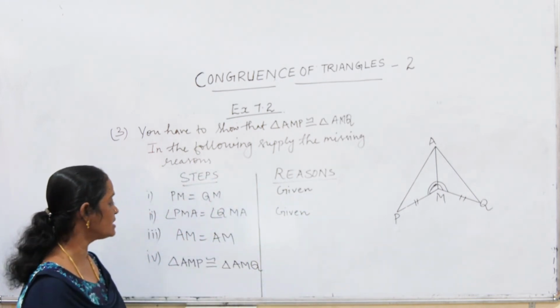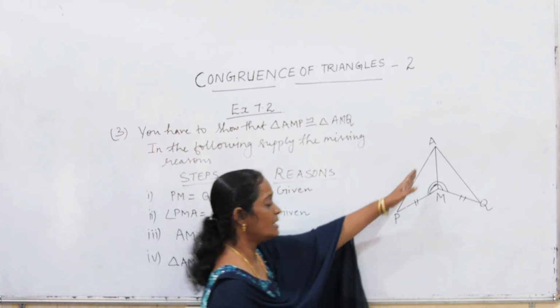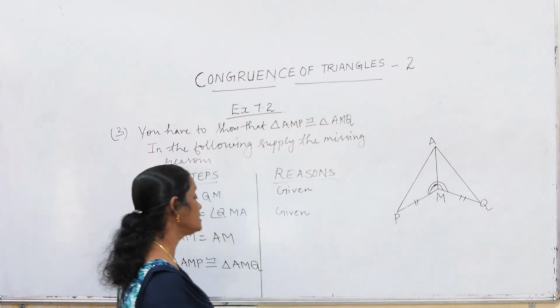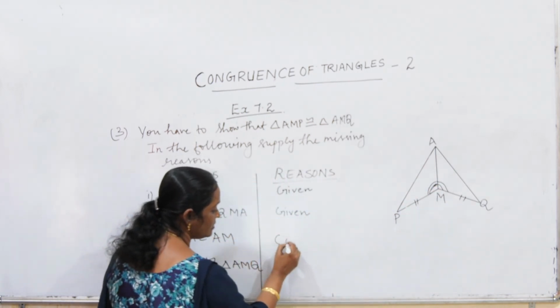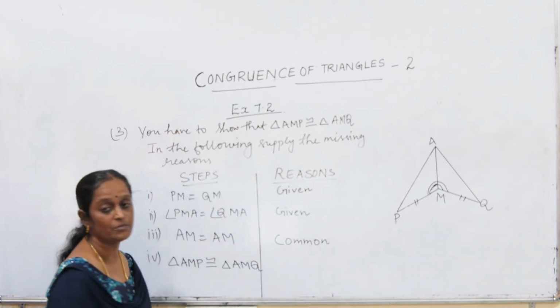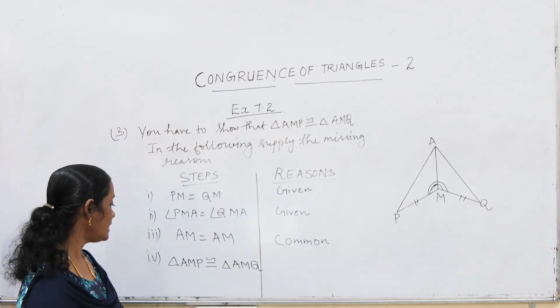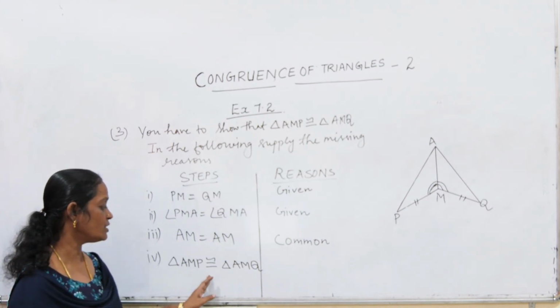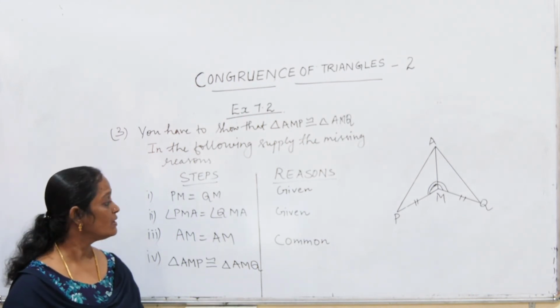Next, AM is equal to AM. Why? Because it is common here. AM is common in both the triangles. Next, triangle AMP is congruent to triangle AMQ.